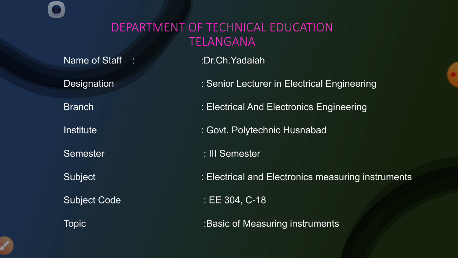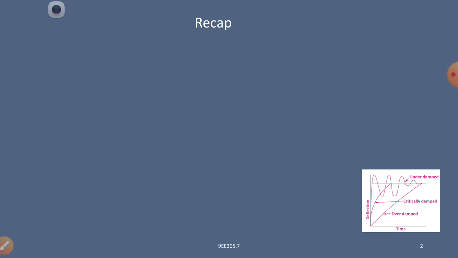So, we are going to learn in continuation of basic measurements, electrical and electronics measurements, third semester, C18 students. In that, we are going to cover the basics of measuring instruments. Now, up to this class, we have learned basic things.